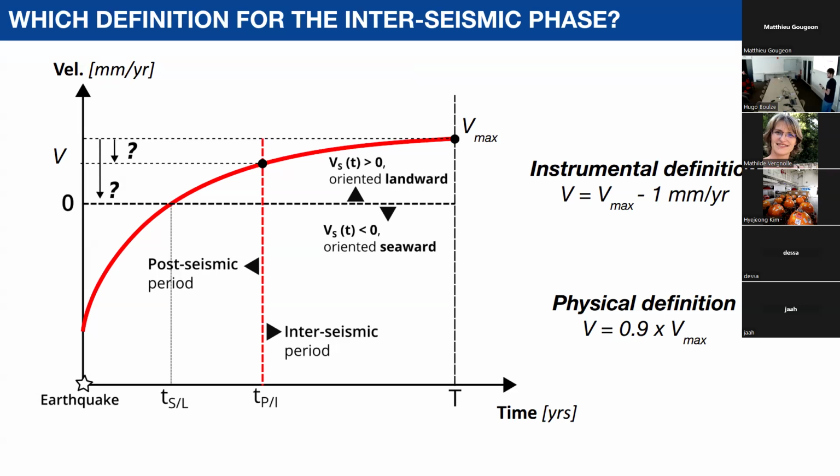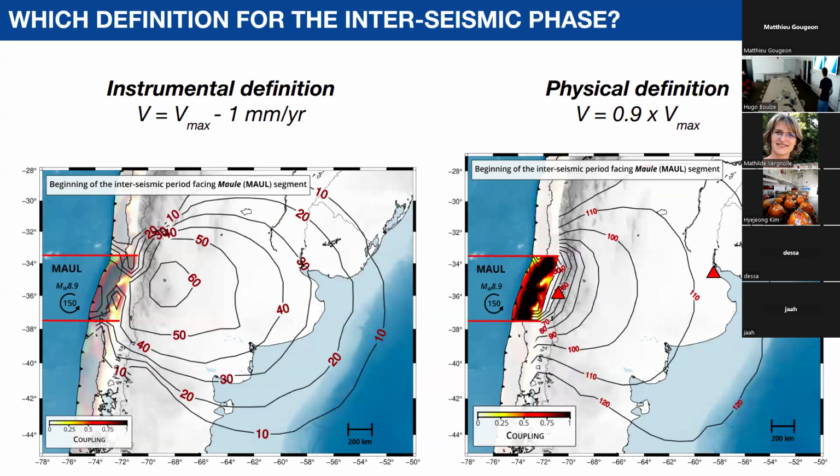The GPS measurement precision is about 1 millimeter per year. So when your velocity varies by less than 1 millimeter per year, you cannot discriminate it using GPS, which is currently the most precise way to measure the seismic cycle. And the other is more physical: when the velocity has reached 90% of the maximum velocity. And here are two different maps that show you the time after the earthquake.